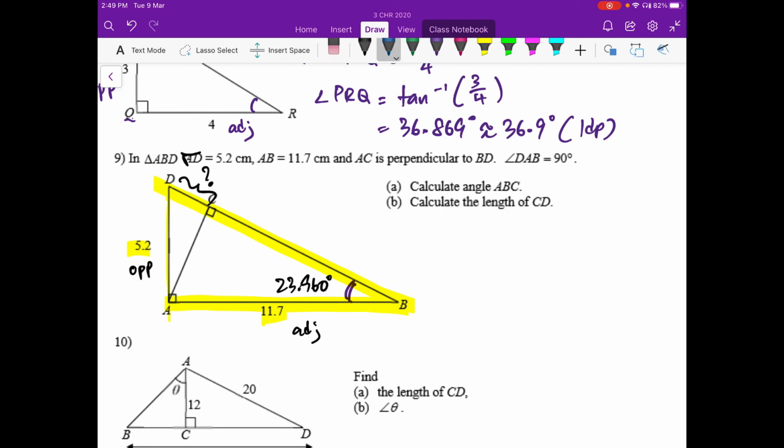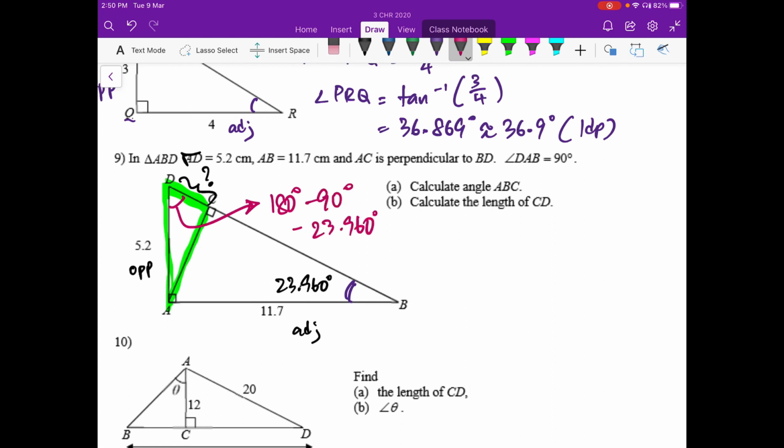Here we have another right angle triangle. Okay, I'm going to highlight it. This right angle triangle. For this particular right angle triangle, I can find out this angle, because this is equal to 180 minus 90 minus 23.96. So we get an angle from the angles of a triangle. So this value is 66.04 degrees. For the green triangle, we have an angle 66.04.